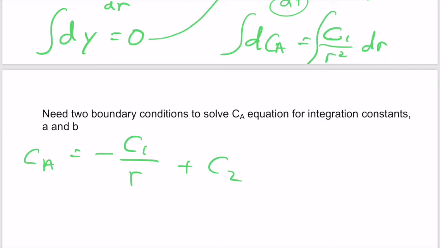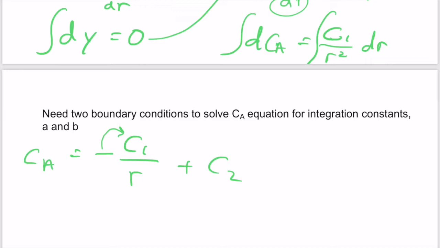And in the lecture, Dr. Belhoff took that negative sign and folded it into C1 because it doesn't matter. It's some constant. I don't know what it is yet. So it could just be a negative number.